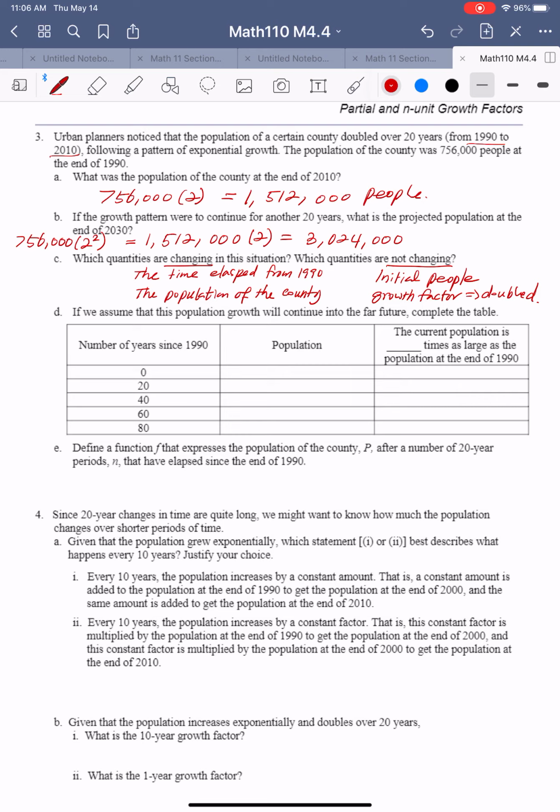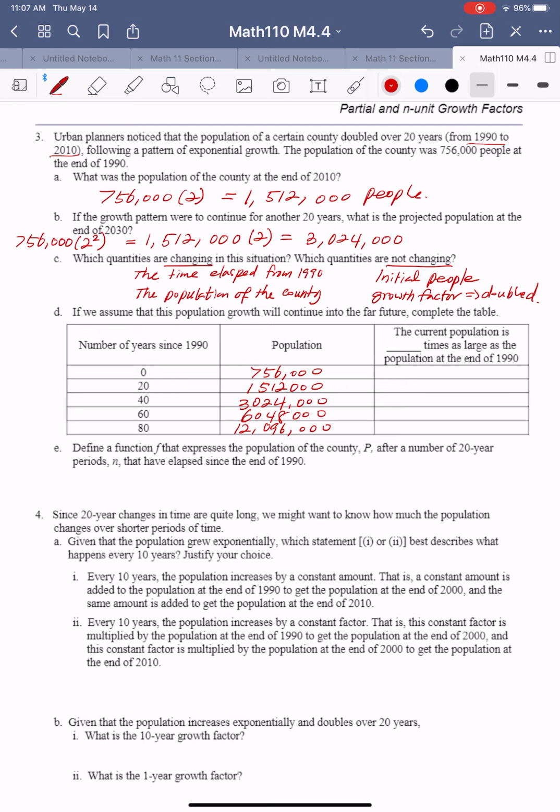If we assume that this population growth will continue into the far future, complete the table. So year 0 was 756,000, and 20 years later, double of 756,000, so 1,512,000. And then another 20 years, double of 1,512,000, so 3,024,000. And then double of that is 6,048,000, and double of that is 12,096,000.